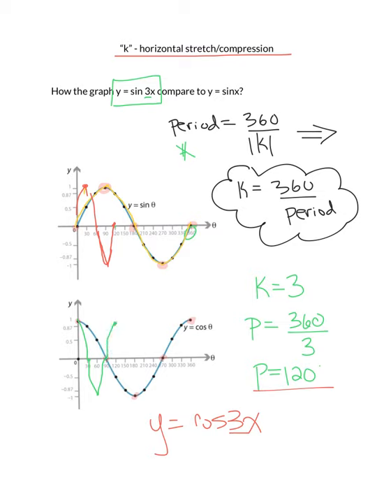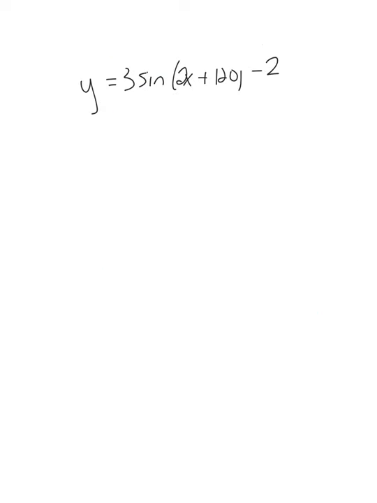So the period and the k are found using this formula. Super quick, I have a couple minutes here. I'm just going to go through one quick example. So when I look at this equation right away, I know that I can't start labeling my a, k, c, and d because I need to factor this out. So 2 times x plus 60, minus 2. Now I can talk about my values.